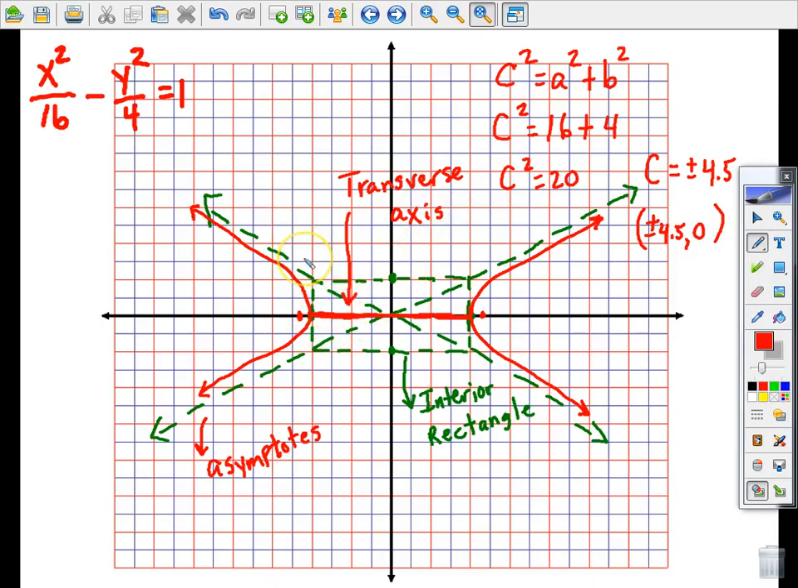So if you're given information like this, you have a hyperbola that has a horizontal transverse axis, then you know that your graphs have to open left and right. Think of the x-axis being horizontal. If you're told that the transverse axis is vertical, then you know that the parabolas have to open on the y-axis because the y-axis is vertical. All right, so that completes the entire graph. Any questions so far?